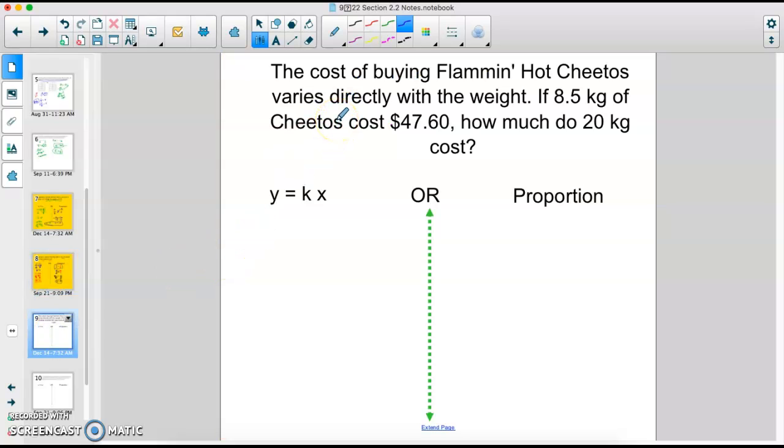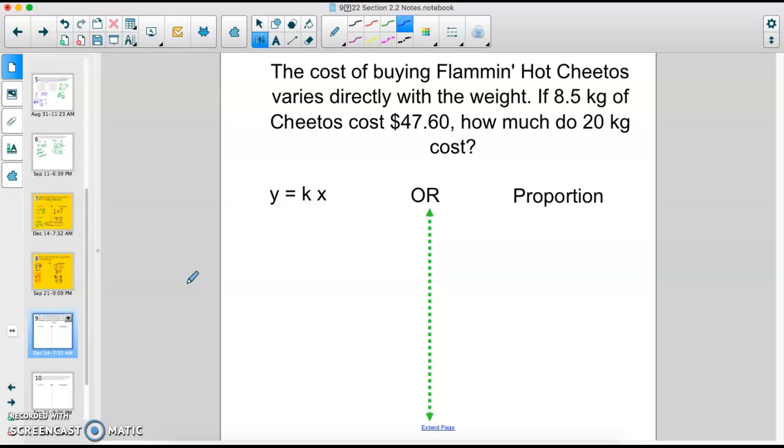The cost of buying Flamin' Hot Cheetos varies directly with the weight. If an 8.5 kilogram of Cheetos cost $47.60, that's a lot of Cheetos. How much do 20 kilograms cost? I don't know why you'd ever need 20 kilograms of hot Cheetos, but here we go.